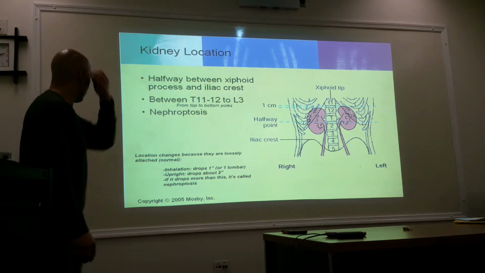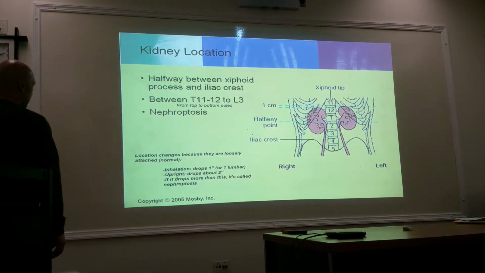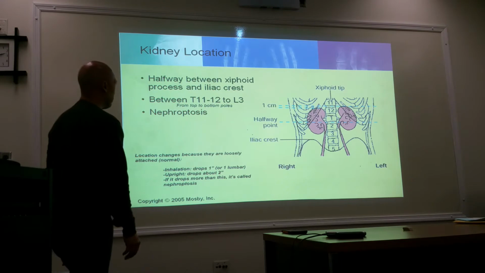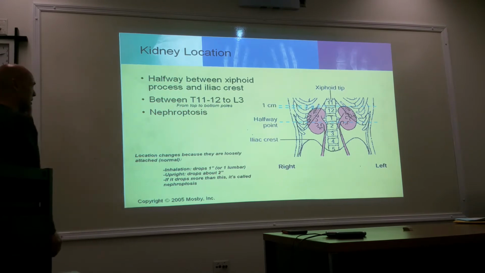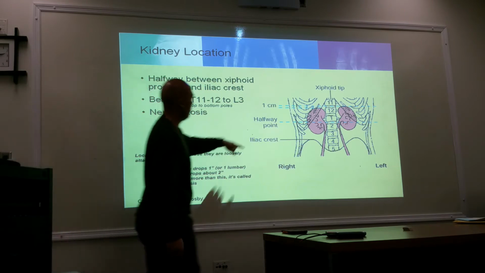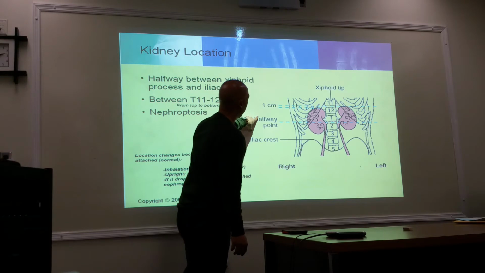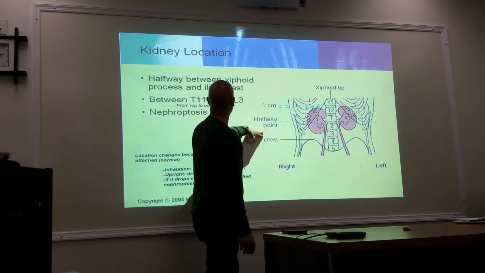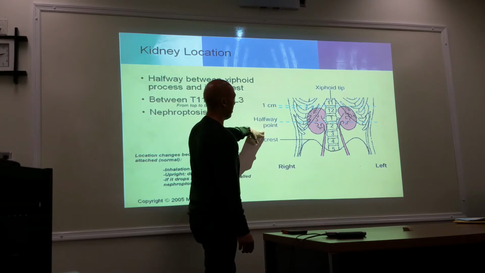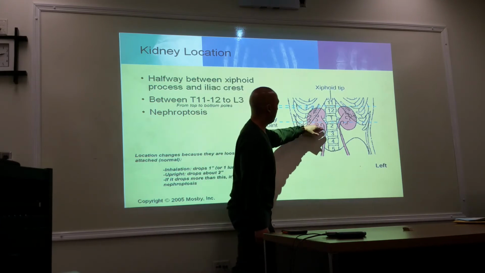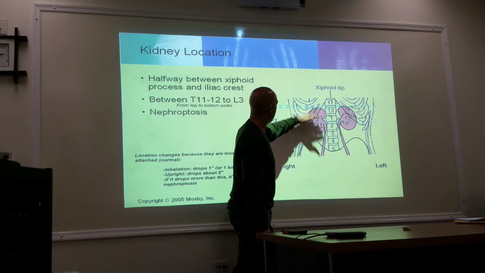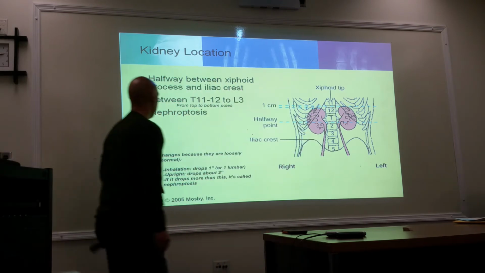All right, so kidney location again. The kidneys are located halfway between the xiphoid process and the iliac crest. The halfway point is at the level of L1, L2, but they do begin at the top of T11 and then all the way down to about L3. Okay, halfway point is L1, L2, starts about T11 and then down to L3.